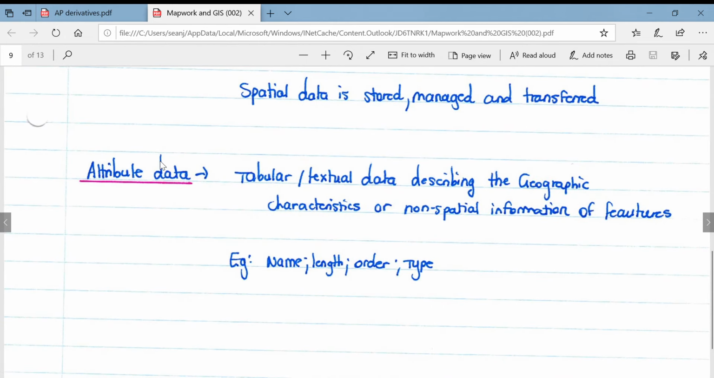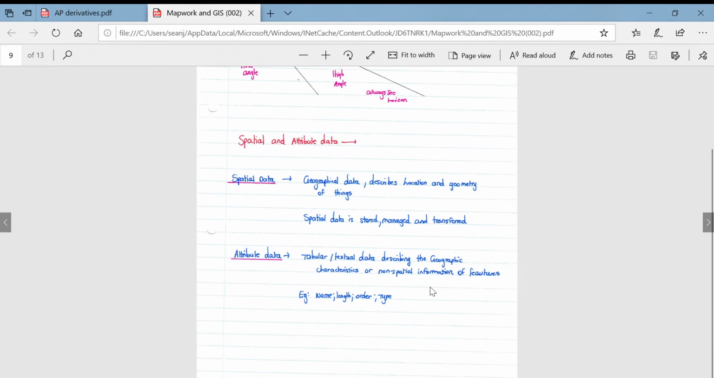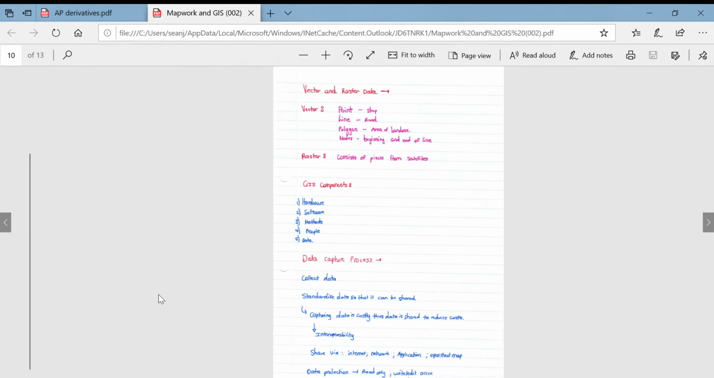Then moving on to attribute data, this is tabular or textual data which describes geographical characteristics or non-spatial information of certain features, i.e. the names of features, lengths of rivers maybe, the order of features and the type of features. So, like categorizing them into rivers or dams or oceans, etc.